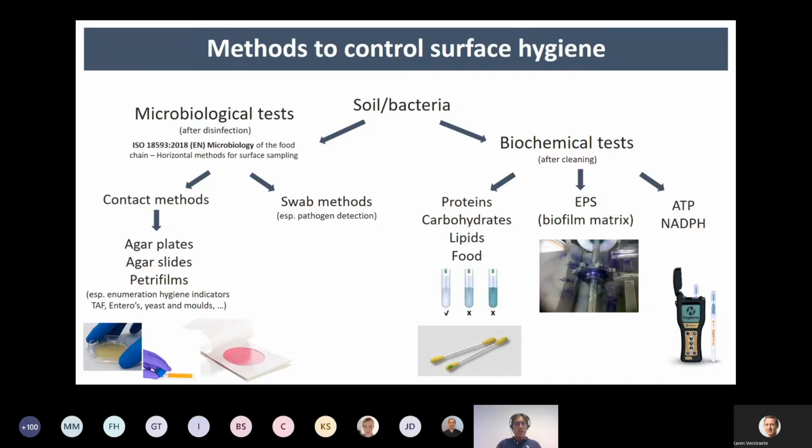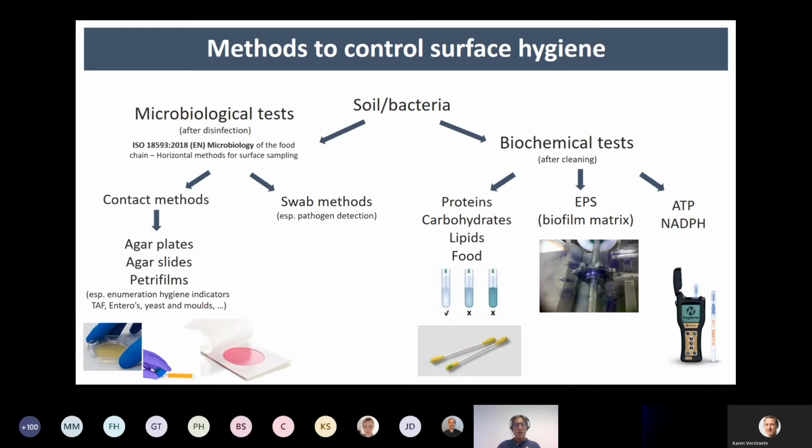Now, concerning those microbiological tests, you have in fact two types of tests you can perform: you can use contact methods, or you can use swab methods. If you use contact methods, then you are more focused on the enumeration of hygiene indicators, like total aerobic flora, Enterobacteriaceae, yeast and molds. And there are different contact methods you can use, like you see in the pictures: an agar plate, agar slides in the middle, or a Petri film.